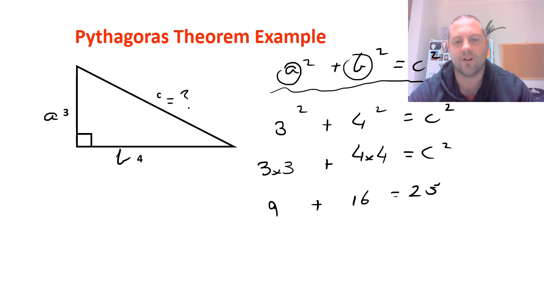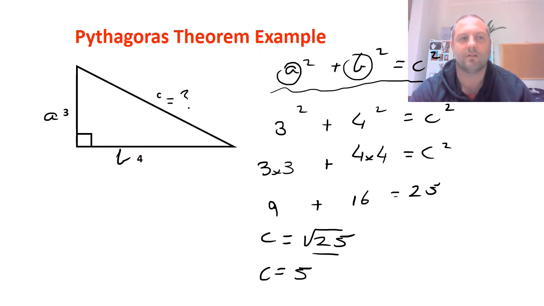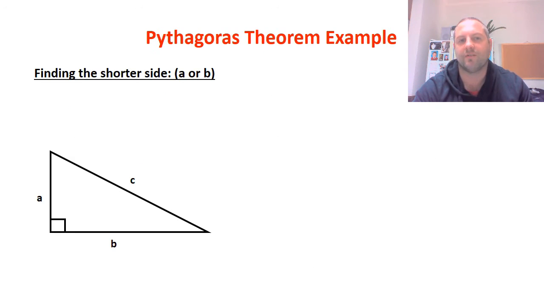Okay, so 25, what we need to do is C equals the square root of 25. Now we know, or you can use your calculator, something times something equals 25. In this case, it equals 5. So 5 is your C. We also can use Pythagoras theorem to find the shorter side. Now when I talk shorter side, it's B or A, not C in this case.